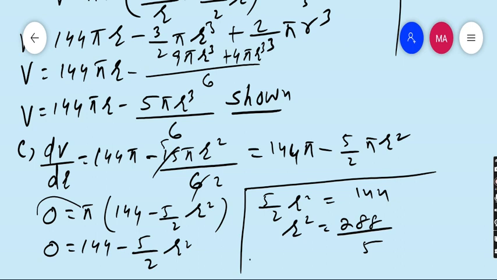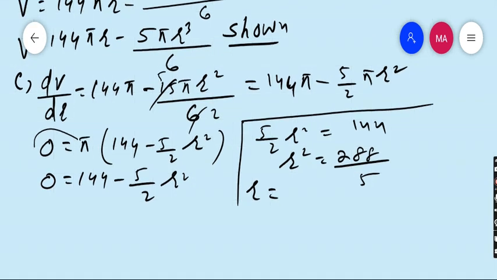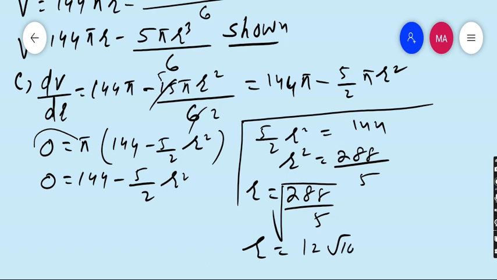Now taking the square root of 288 upon 5, the square root is 12 root 10 upon 5. This is our final answer. This is the requirement because they need the exact answer, not the answer in decimal. Now move to the next question.